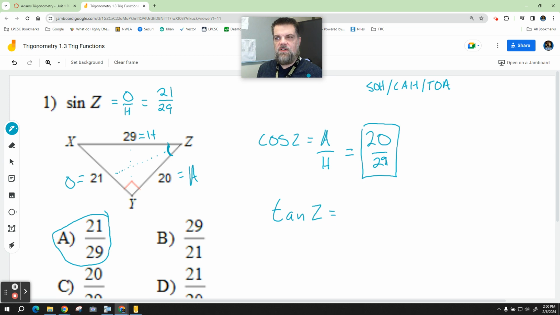Just wanted to make sure you understand this. Every once in a while I put the wrong answer up there just to see if you know what you're talking about. Alright, so what's the opposite then? Well, it's 21, right? Over the adjacent, which is 20. I really was thinking of this next one. Okay, does anybody have any questions on that one?